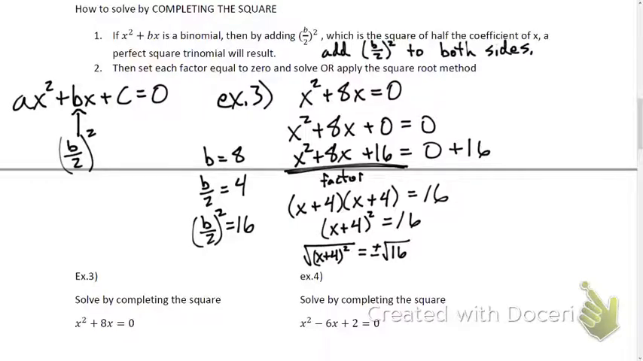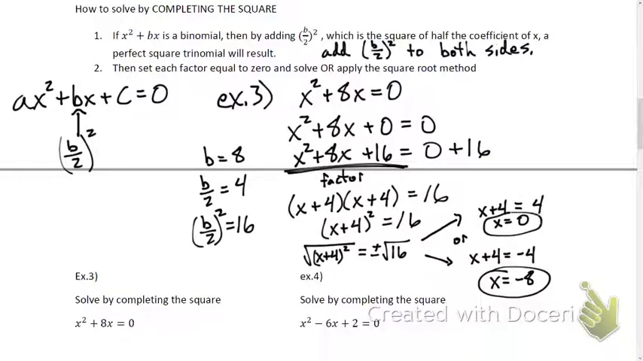All right, once you get that far, we are almost done. We have x plus 4 equals a positive 4, or we have x plus 4 equals a negative 4. In this case, x equals 0, and then in this case, x equals negative 8. All right, let's try example 4. I'm going to erase all this, and we'll give it a shot.